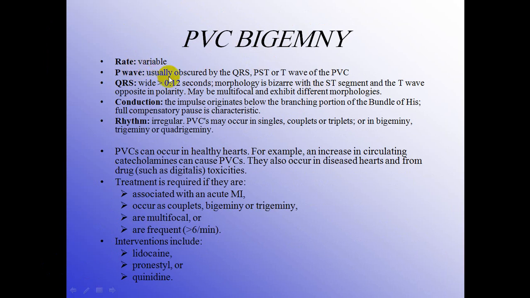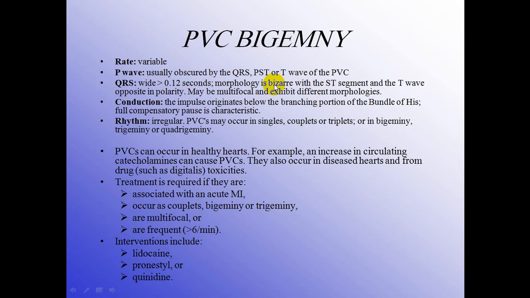The rate is variable. The P wave is usually absent or obscured, because the impulse originated in the ventricle and did not pass from the atria to the AV node to the bundle of His. So it is obscured retrogradely. It will depolarize the atrium, so the P wave may be hidden in the QRS complex, ST segment, or T wave of the premature ventricular contraction. The QRS complex is usually wide, more than 3 small squares, I mean more than 0.12 second or 120 milliseconds.